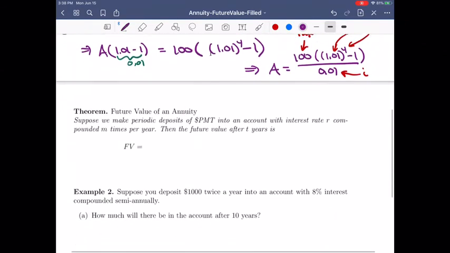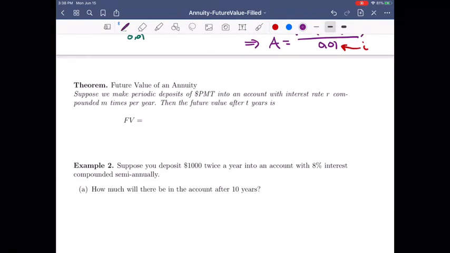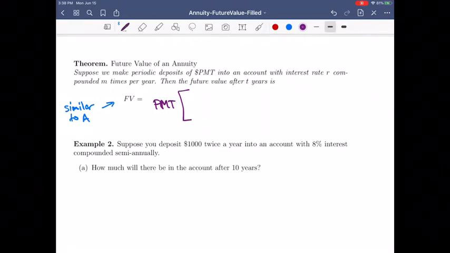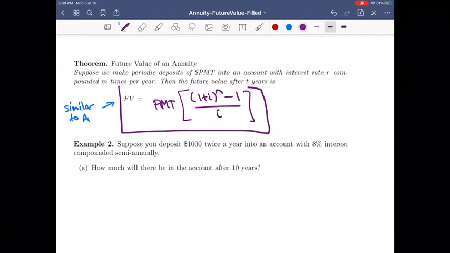So suppose we make periodic payments. Now they're using the payment value PMT. Okay, so the payment that we make is PMT into an account with interest rate r compounded m times per year. After t years, the future value, so this is similar to the A, it's the amount we have after t years, is going to be our payment, PMT, times 1 plus i to the n minus 1 all over i. So this is the formula we use to compute the future value of an annuity. So let's do an example.